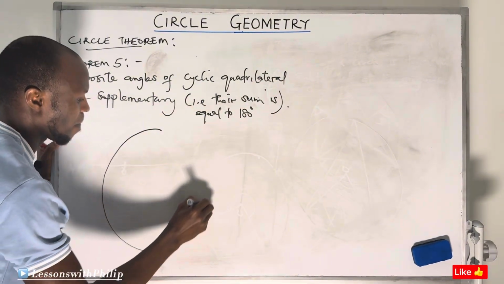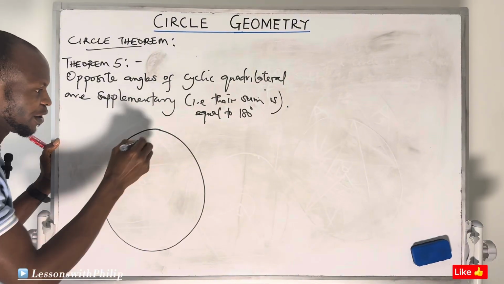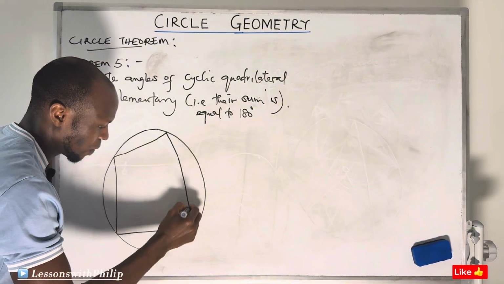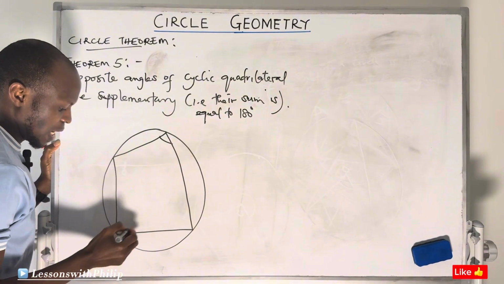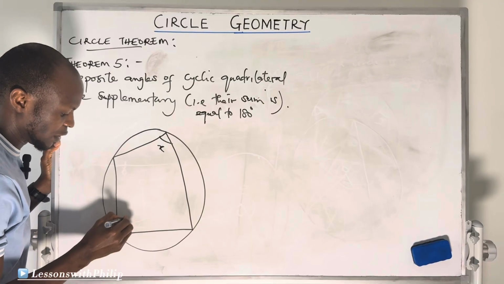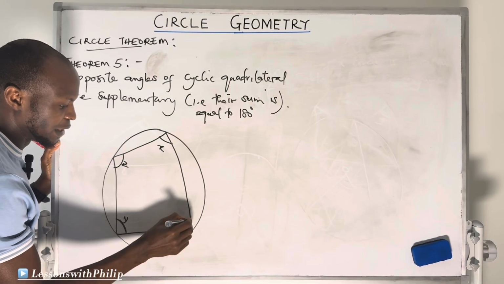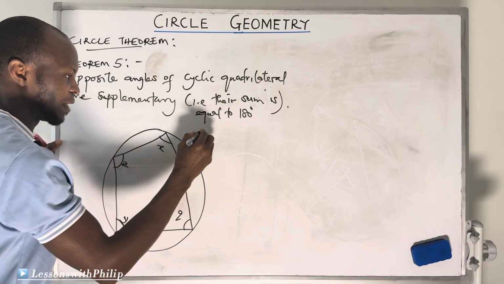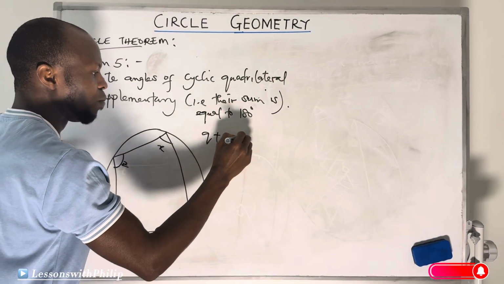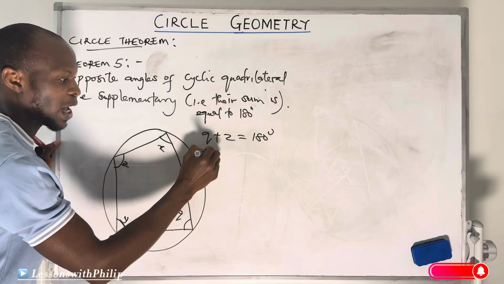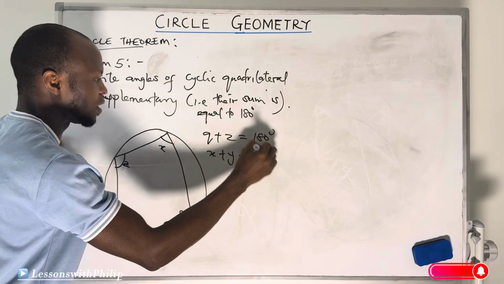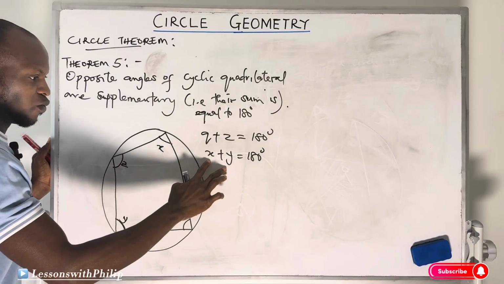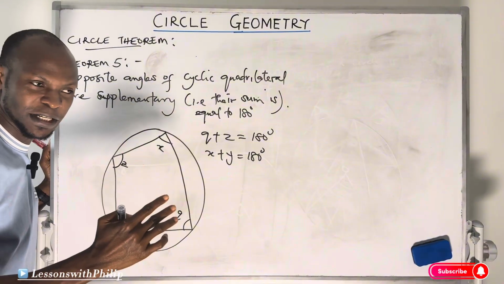If I have a circle and I have a cyclic quadrilateral with four corners, this angle and this angle, if this is x and this is y, if this is z and this is q, the law says the two angles that are opposite, that is q plus z, will be equal to 180 degrees, and so also x plus y will be equal to 180 degrees. Supplementary, don't forget we've explained supplementary angles in our angle theorems. When you add these two opposite angles together, it will give you 180 degrees.